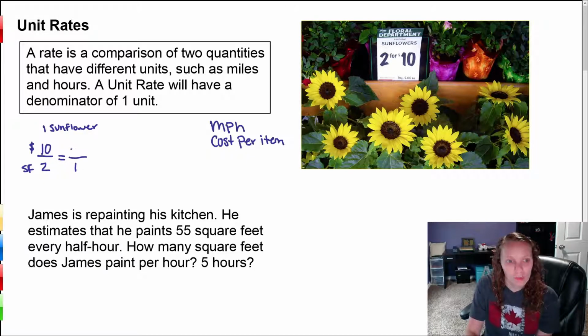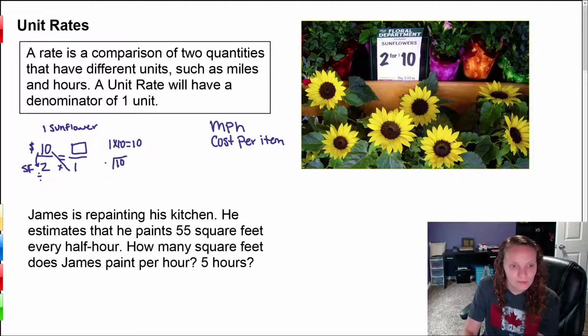Now to solve for proportions, we're trying to figure out this missing number here, and we're going to use a method called cross multiply and divide. So we're going to crisscross multiply 1 times 10, and then we're going to take that answer and divide it by 2. 10 divided by 2 is 5, so the cost for 1 sunflower is $5.